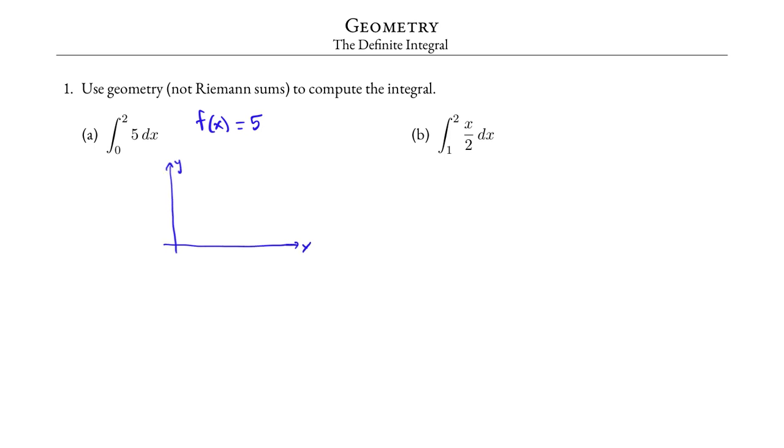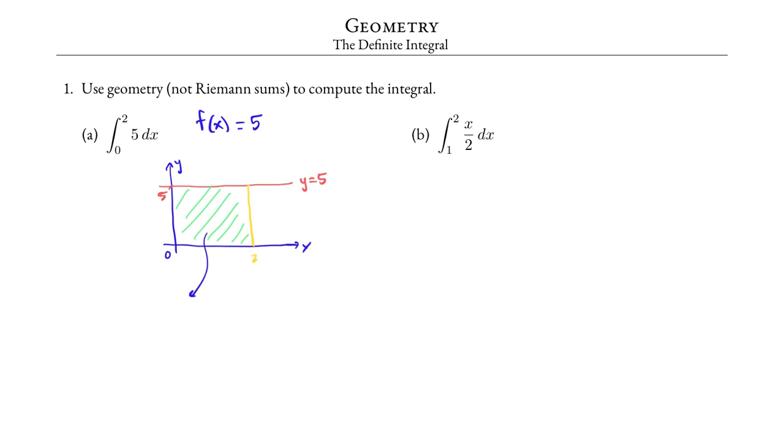The graph of the function f of x equals 5 is a horizontal line, y equals 5, where the y-intercept is 5. And we integrate it from 0 to 2, not drawn to scale here. And so we're looking for the area underneath this curve y equals 5 above the x-axis from x equals 0 to x equals 2, which is the shaded area.